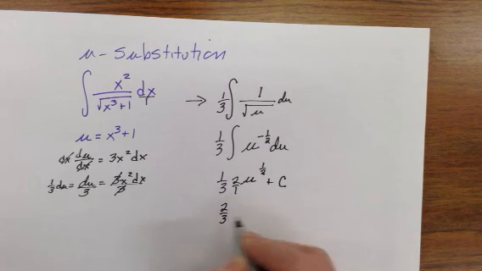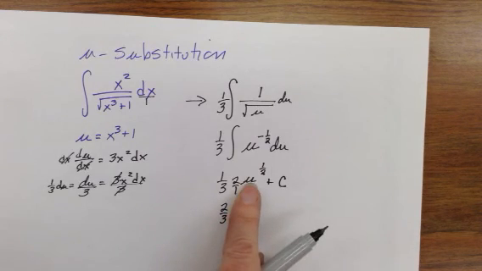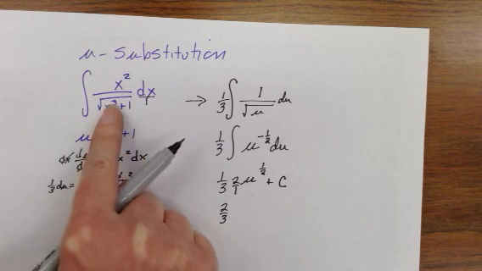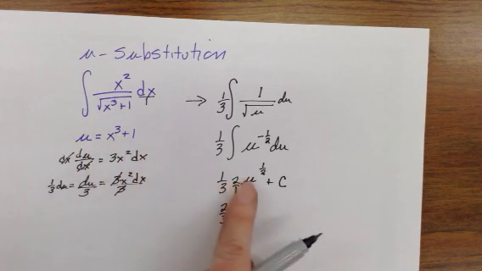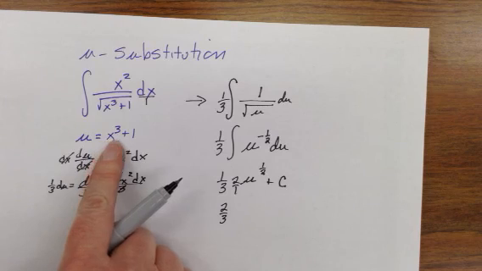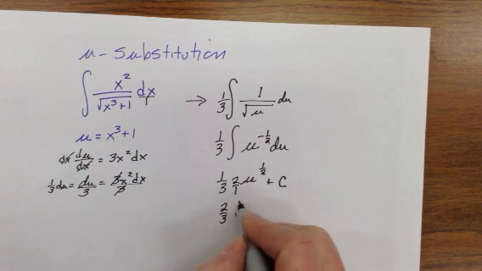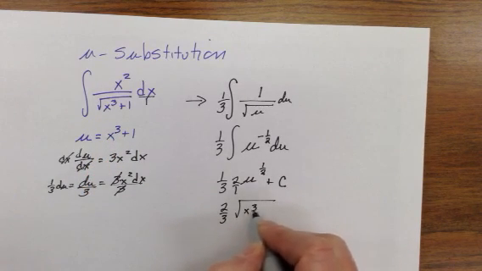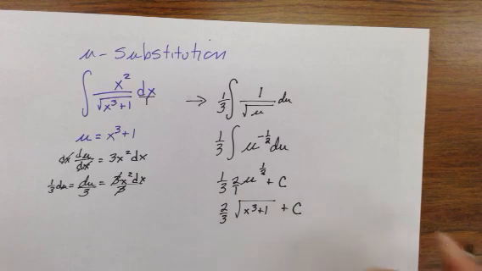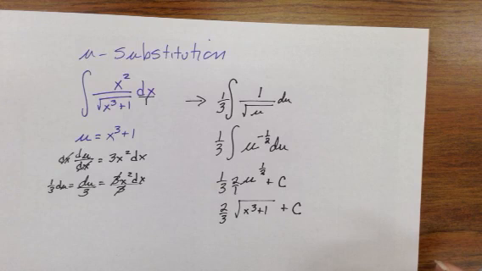I do need to return to the original variable. We started in x, we will end in x. So instead of writing u to the 1/2, also known as the square root of u, I will write the square root of x cubed plus 1 plus c, the constant of integration. And there, ladies and gentlemen, is u substitution. Booyah.